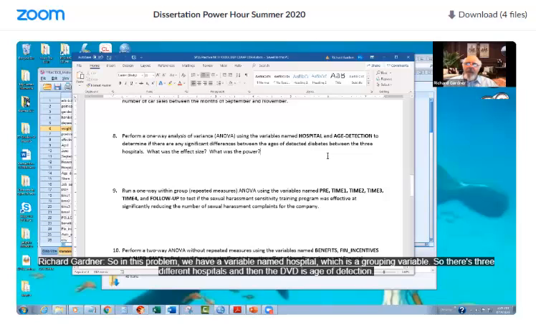So in this problem, we have a variable named hospital, which is a grouping variable. So there's 3 different hospitals. And then the DB is age of detection.